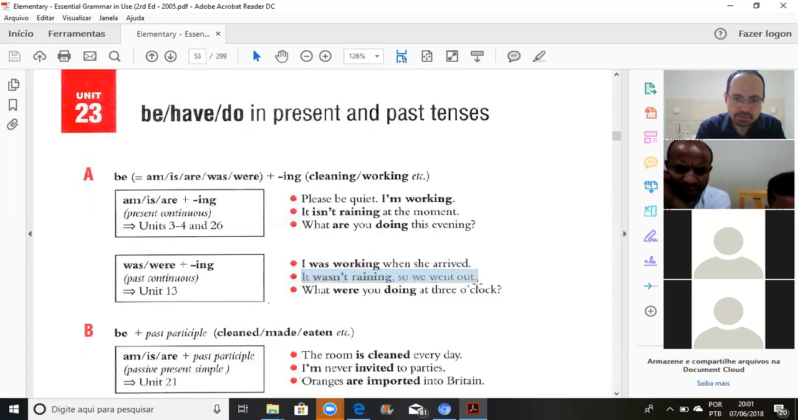Next sentence here. It wasn't raining, so we went out. Here, I'm saying it isn't raining at the moment, so I'm talking about the present. It wasn't raining. I'm talking about something that was happening in the past. It wasn't raining, so we went out. I'm expressing that I don't like to go out when it is raining. Now, it wasn't raining yesterday, so we went out. Okay? You understand?